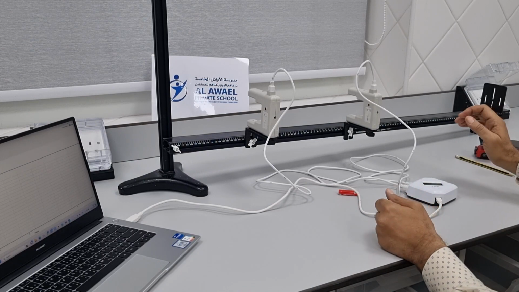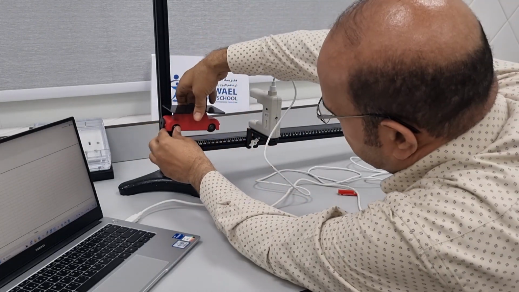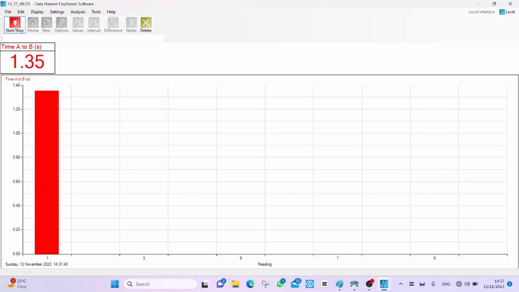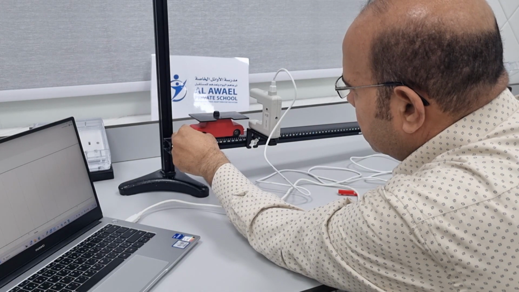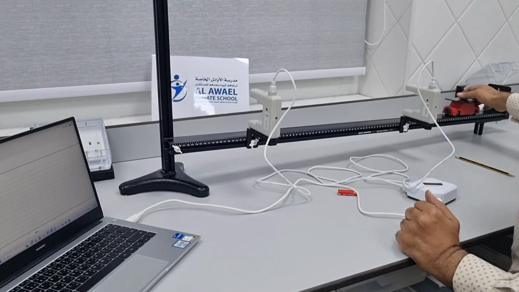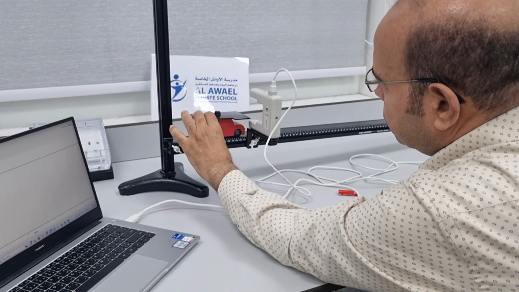The third trial, I will fix the second gate at 50 centimeters. Release it. The time is 1.35 seconds. I leave the trolley to move freely off the ramp. Yes, I measure the time. The time is 1.74 seconds. The last trial, when the distance is 90, I release it to move freely.